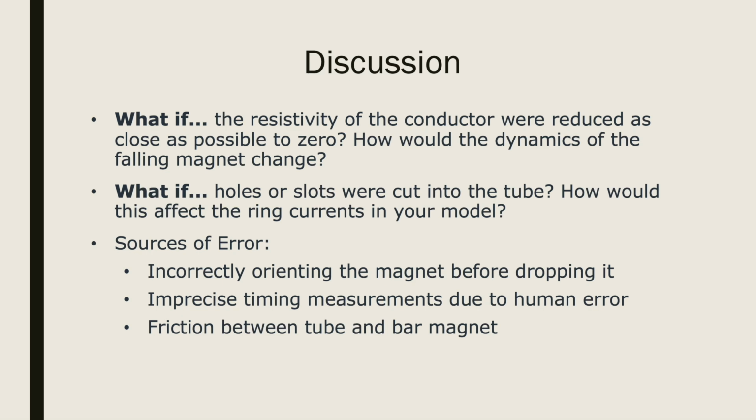Some sources of error in this experiment could be that we might not have always dropped the magnet from the north side, or that the time wasn't precisely measured. Additionally, if the magnet wasn't dropped perfectly centered, it could have hit the tube sides, slowing it down.